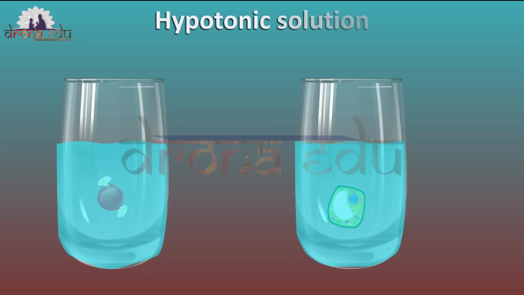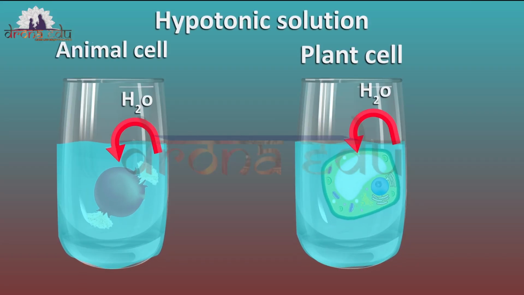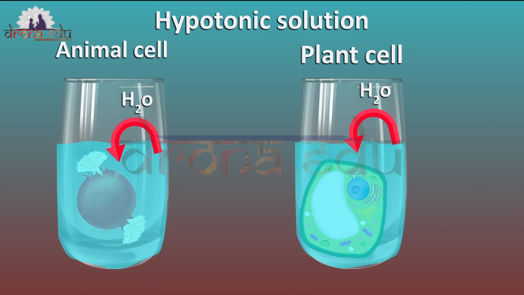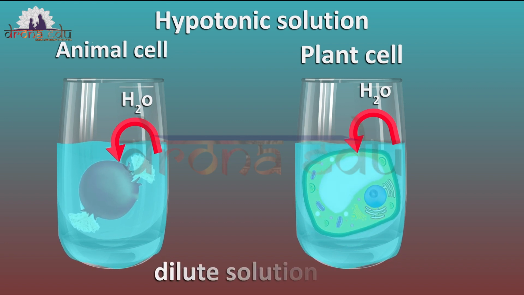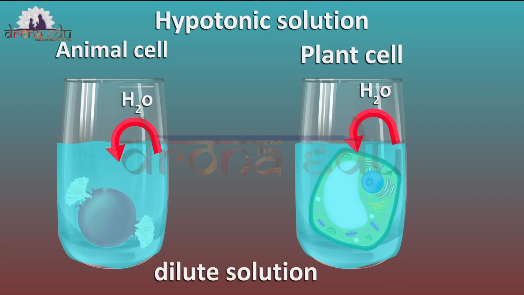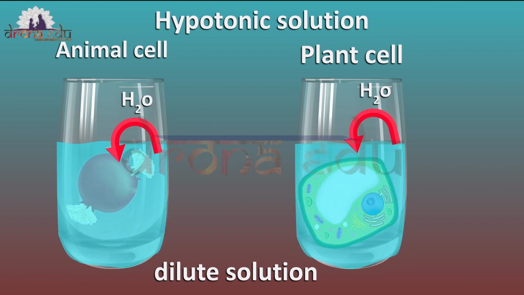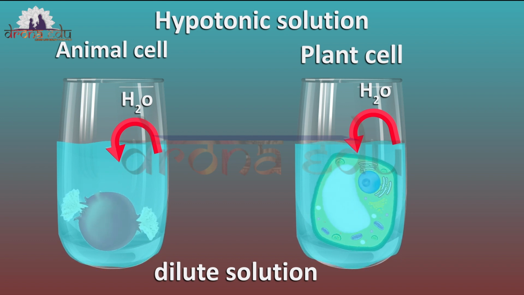osmosis. Hypotonic solution. If the medium surrounding the cell has a higher water concentration than the cell, that is, if the solution is very dilute solution, then the cell will gain water by osmosis. Such dilute solution is called hypotonic solution.